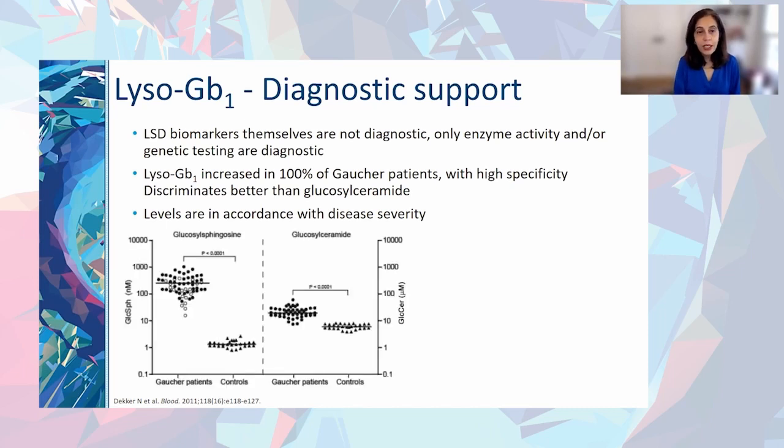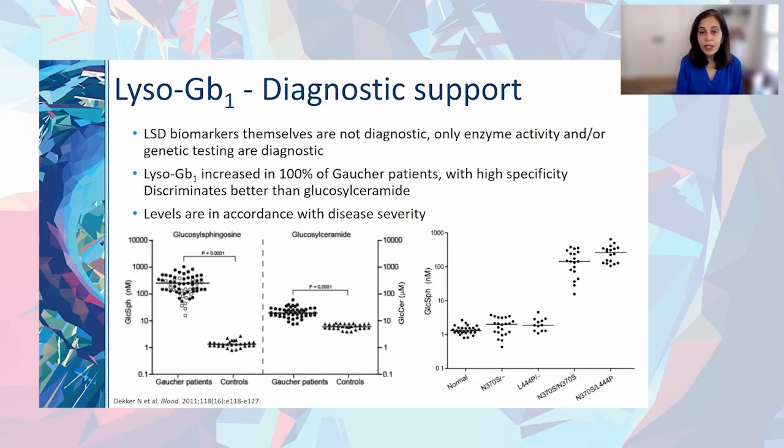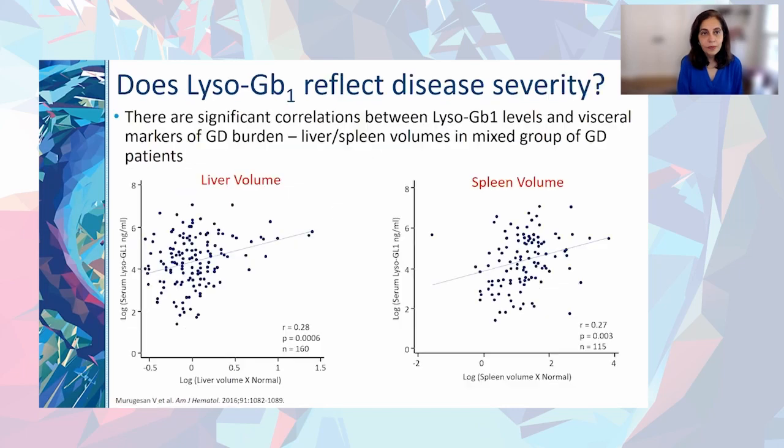So here you can see glucosylsphingosine or lyso-Gb1 on the left-hand side versus glucosylceramide, with higher levels and a very good separation from controls as compared to glucosylceramide. And then when you look at it in terms of genotypes, you can see that across the genotypes, you have an increase in the lyso-Gb1 as compared to controls or carriers of Gaucher disease.